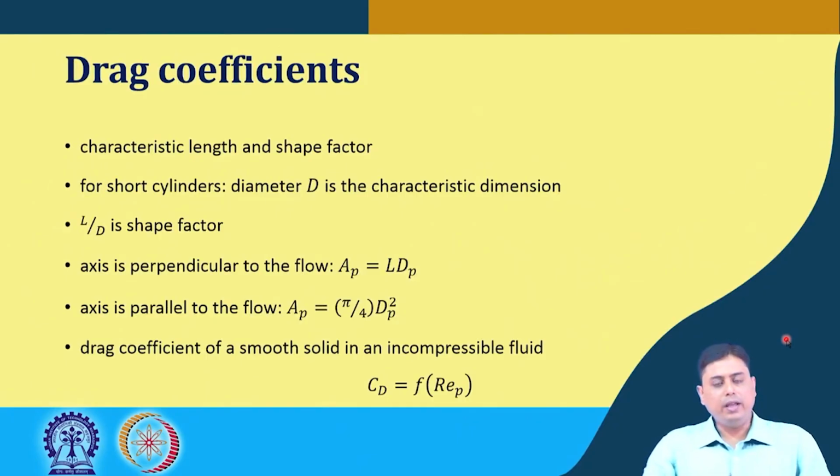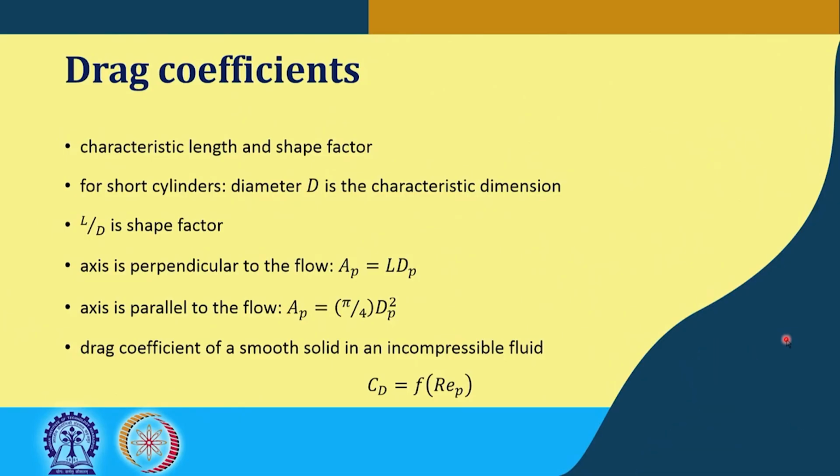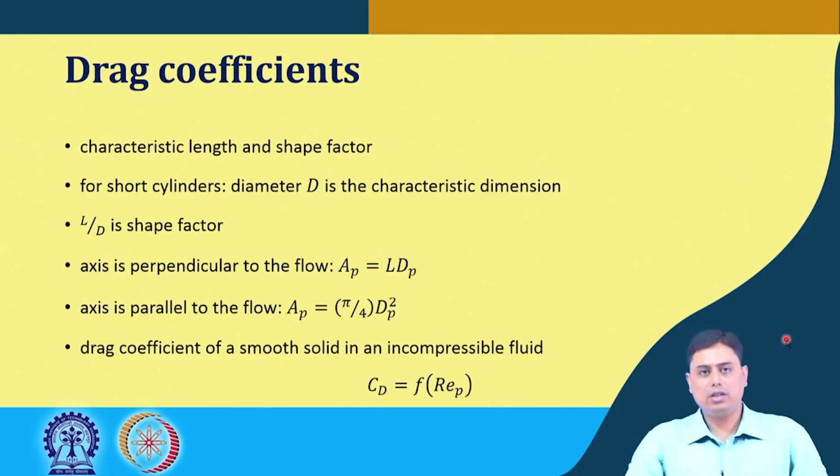So that is why for the irregular shaped particle we need to define the characteristic length and its shape factor. So how are these determined? Let us understand such a scenario with an example. As I said, which one is the dominating length or dimension, you can understand by considering the object and that particular flow scenario. So for short cylinders, the diameter d will be the characteristic dimension, and length by diameter is a shape factor which we need to consider.